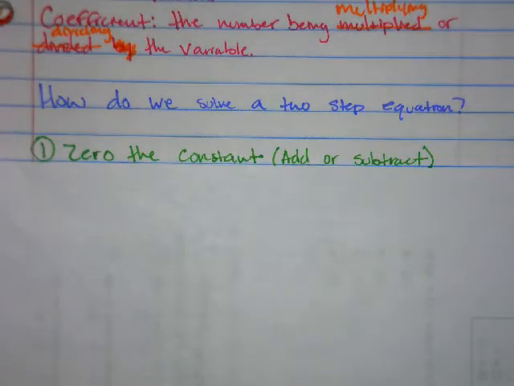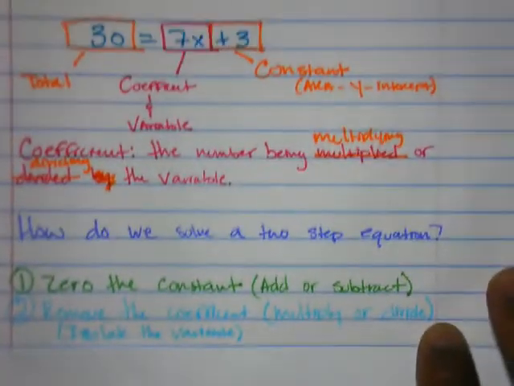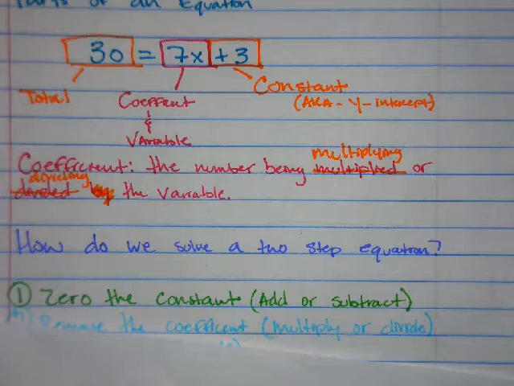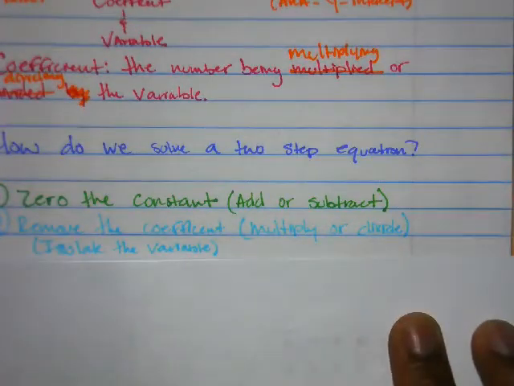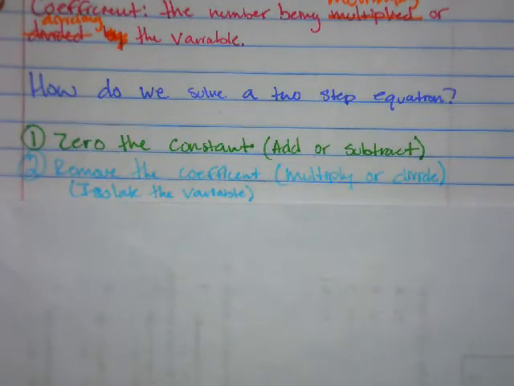So the first step is to zero the constant. The second step is to remove the coefficient. So either you're going to multiply or divide. If the coefficient is being multiplied, like at the top you see 7x, it's being multiplied by 7. Well, the inverse of multiplication is division, so we're going to divide by 7, if that makes sense. When you do that, you end up isolating the variable, which means isolate means to get by itself. So you want to get the variable by itself, and then you'll have the answer at that point.